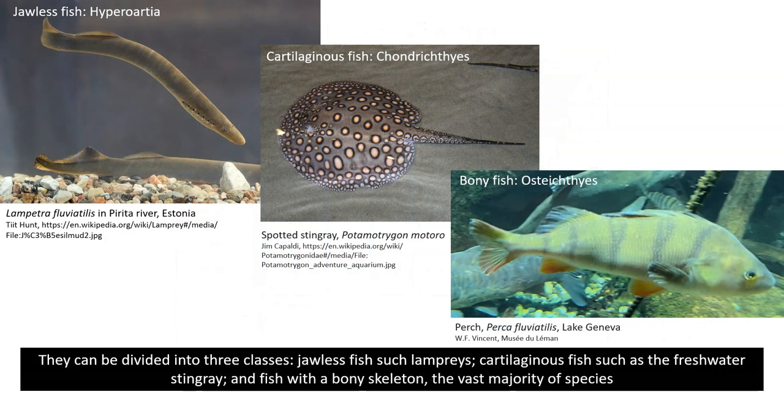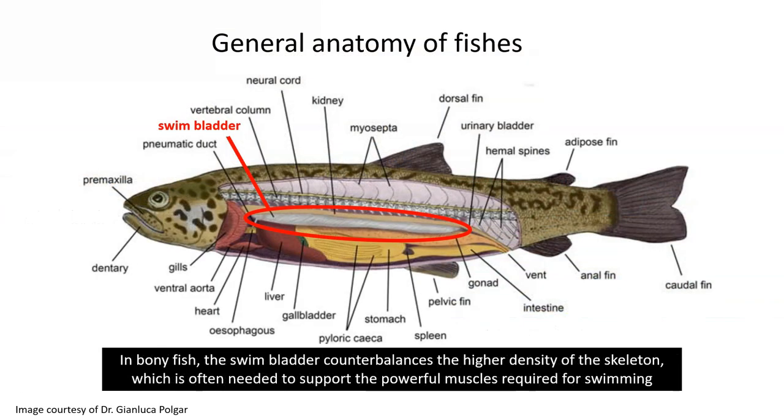And they can be divided into three classes: jawless fish, such as lampreys, cartilaginous fish, such as the freshwater stingray, and fish with a bony skeleton, the vast majority of species. In bony fish, the swim bladder counterbalances the high density of the skeleton, which is often needed to support the powerful muscles required for swimming.